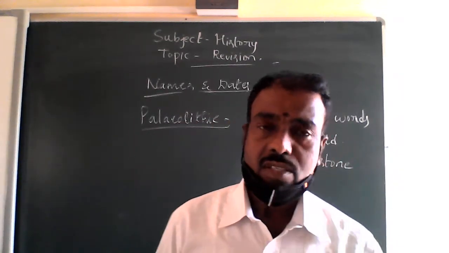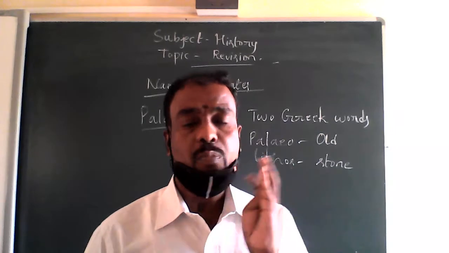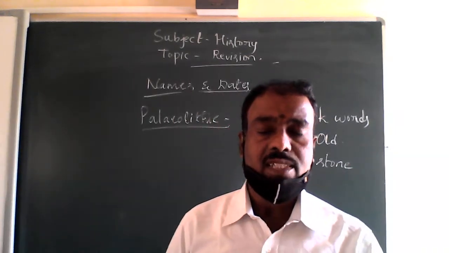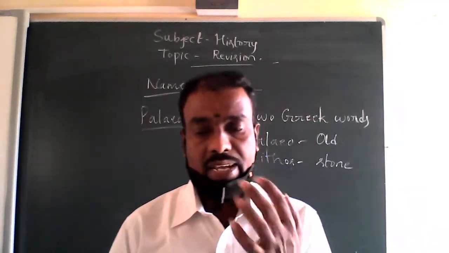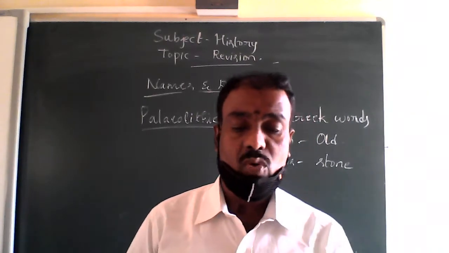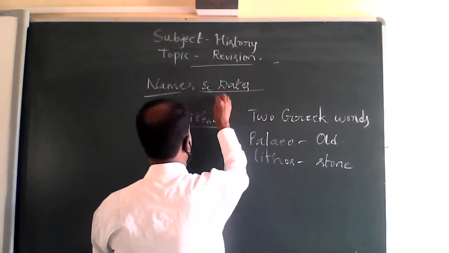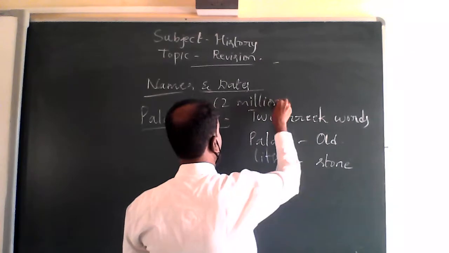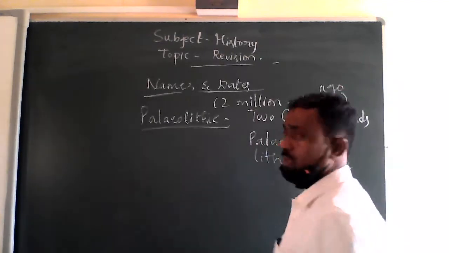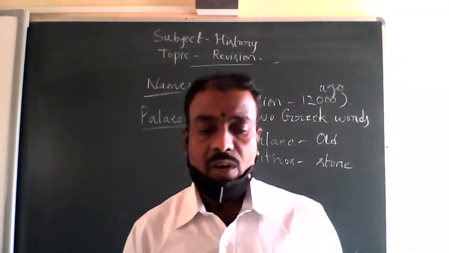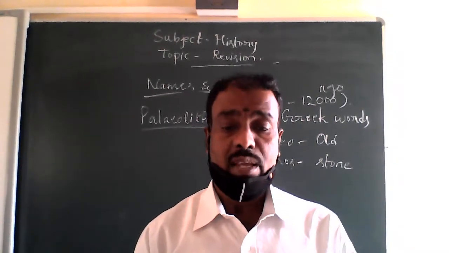Are you getting this, students? Paleolithic means Old Stone Age. The name points to the importance of finds of stone tools. The Paleolithic period extends from 2 million years ago to about 12,000 years ago. This period we call the Paleolithic.